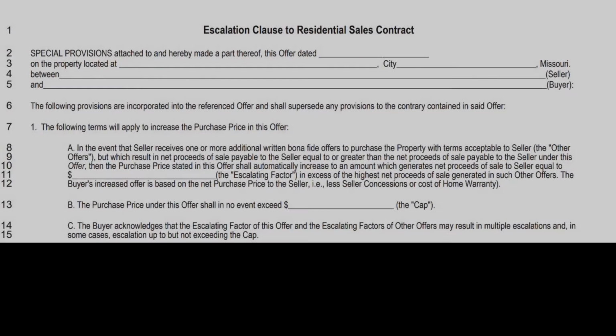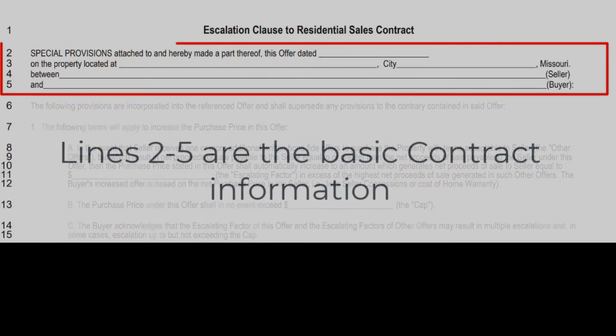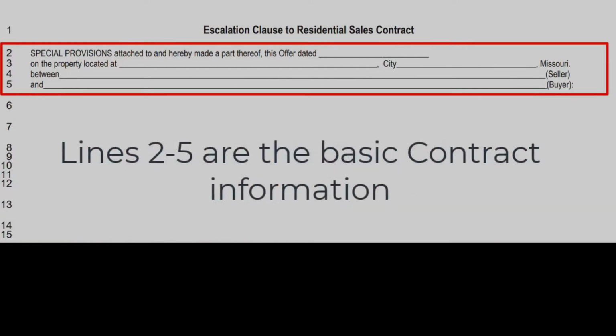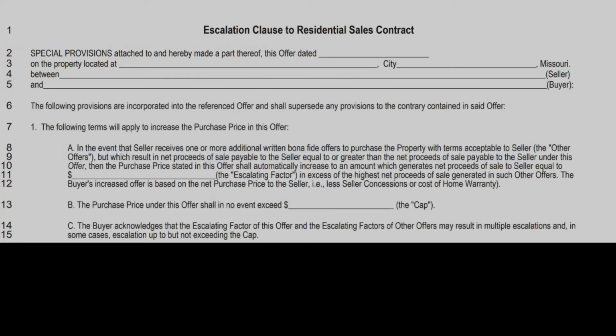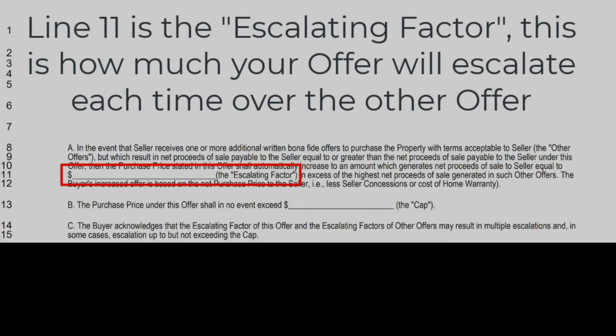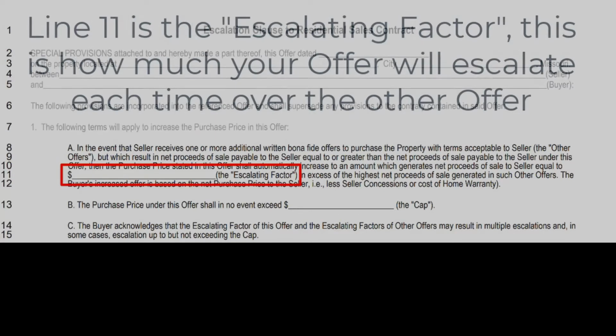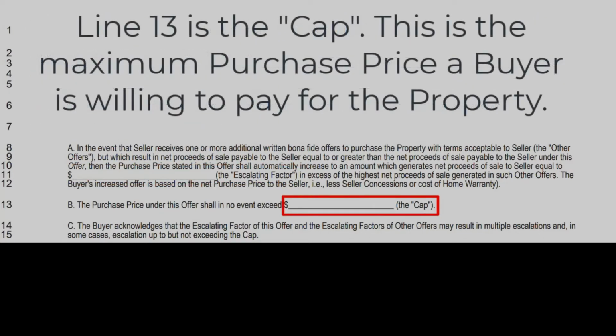On the escalation clause, we have several different blanks on the form, but lines 2 through 5 are your basic contract information from your contract. Line 11 is your escalating factor. So this is how much your offer will escalate each time over the other offer. And then line 13 is the cap. So this is the buyer's maximum purchase price that they're willing to pay for the property.